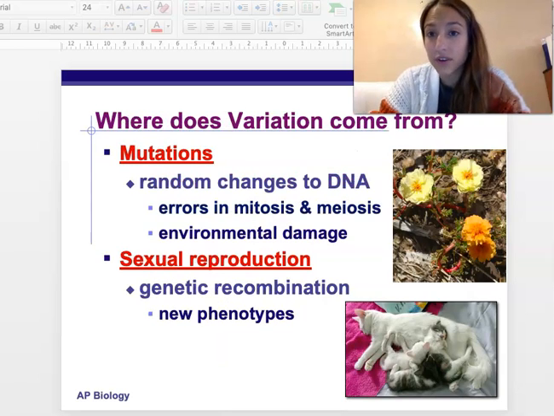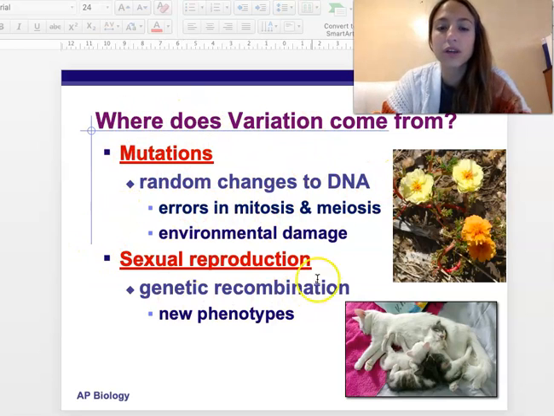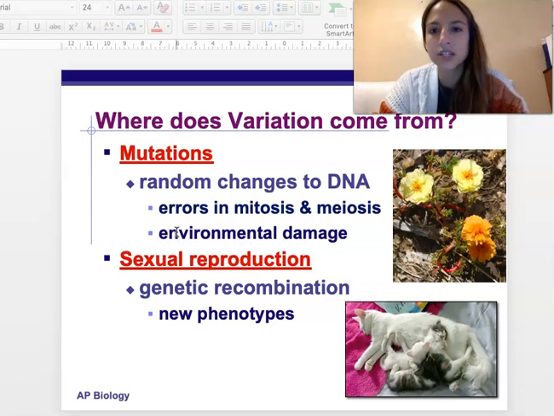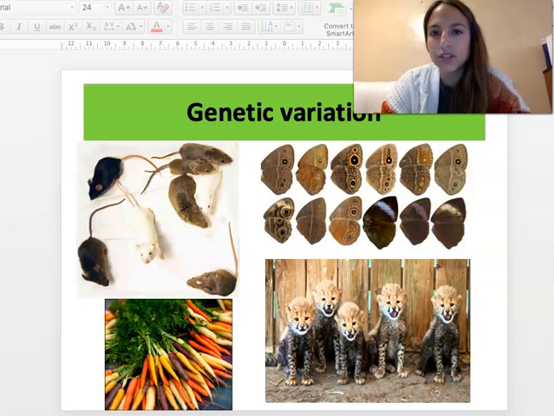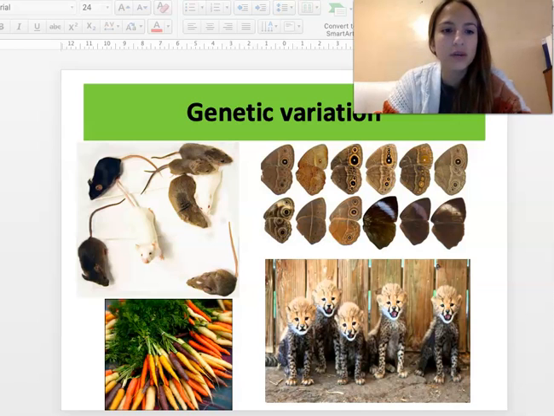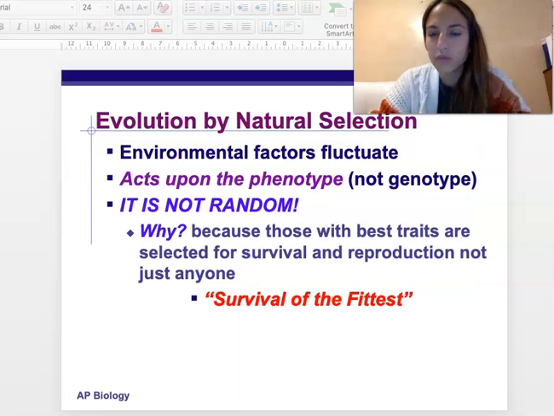Where does all of this variation come from? All of these different traits, they can come from mutations. We know what those are, or they can come from sexual reproduction, which is just the recombination when there is meiosis, when there's fertilization, and things like that. So you can see here so much genetic variation in so many organisms. So once you've got this genetic variation, what can you do with this variation? There can be a selection.